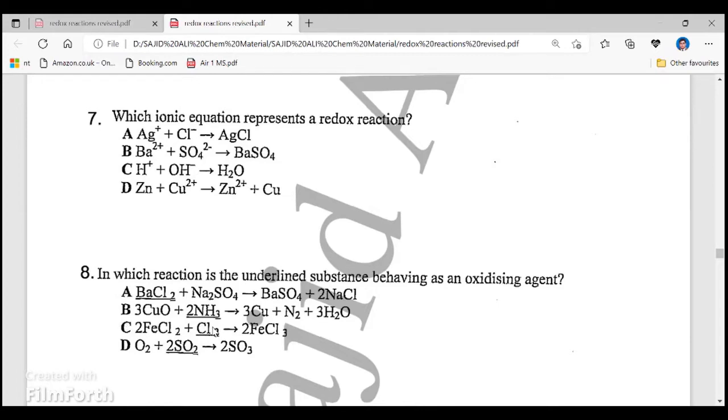That is C. Over here, chlorine is the underlying element that is causing oxidation of iron 2 to iron 3. And D, SO2, I told you SO2 is a reducing agent. So D cannot be the answer.